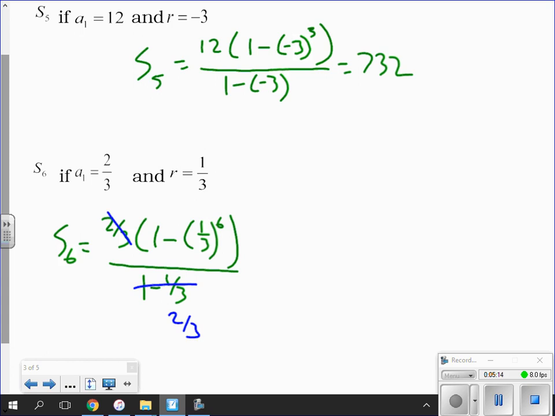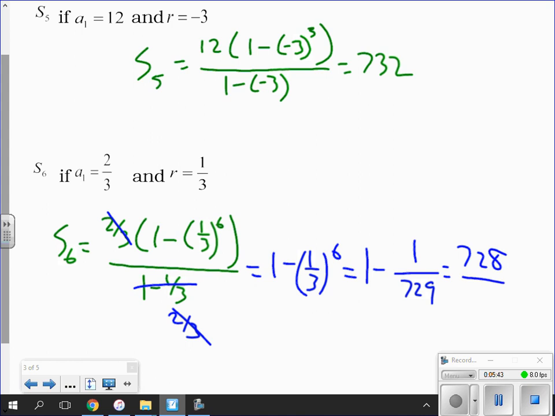Ooh, look, these two cancel. This doesn't always happen, but sometimes it's really sweet when it is. Those two cancel. And my total is actually 1 minus 1/3 to the 6th power. If you really want to work this out in your calculator, you get 1 minus 1 over 729. 3 to the 6th power is 729. So make this into 729 over 729, and you get 728 over 729 is what my total is.